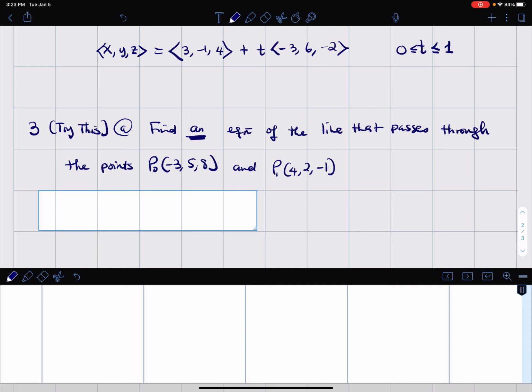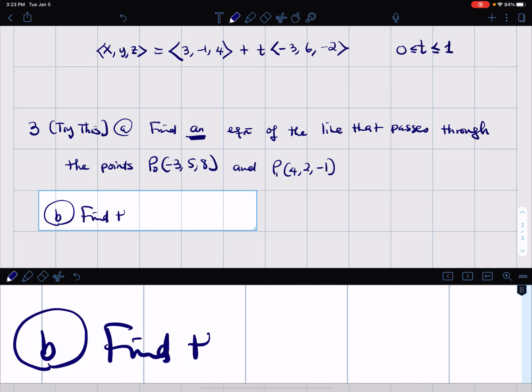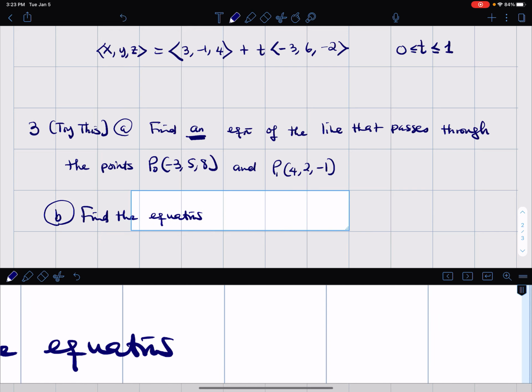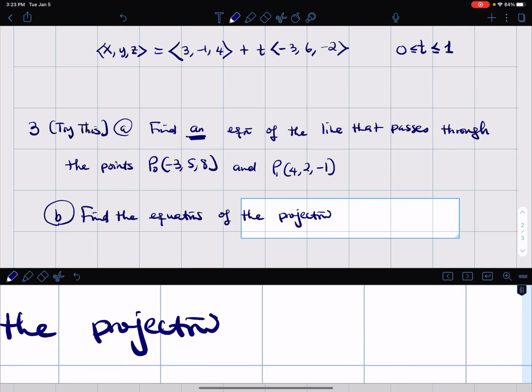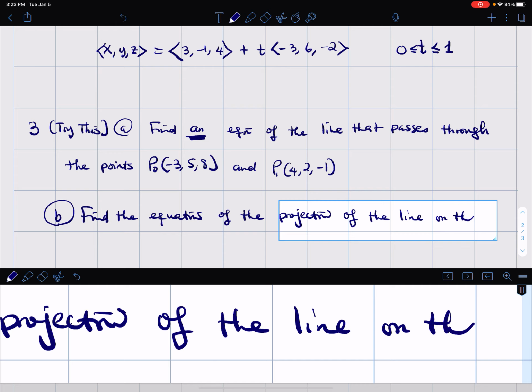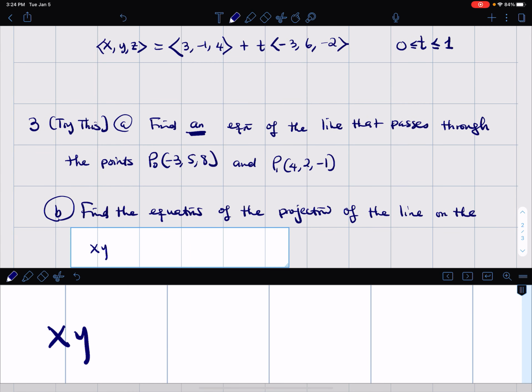So this is the A part, and then for the B part, I want you to find the equations of the projections of the line on the XY plane.